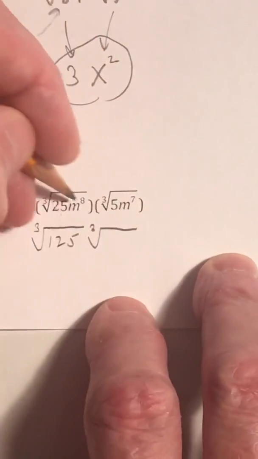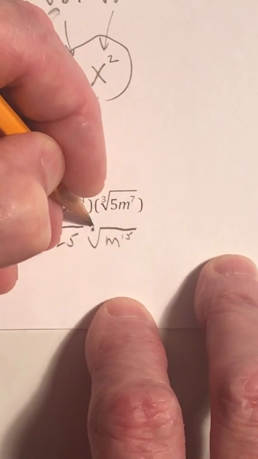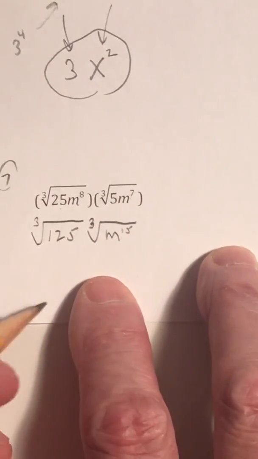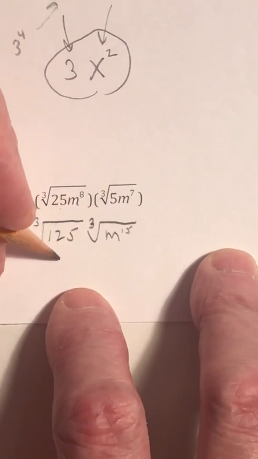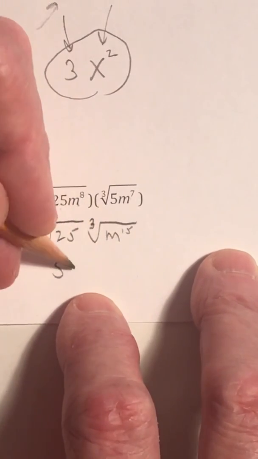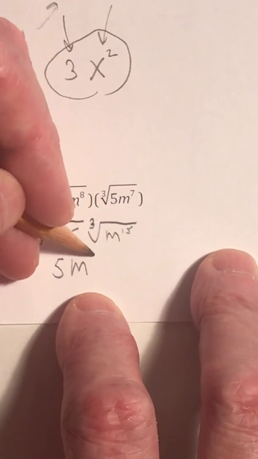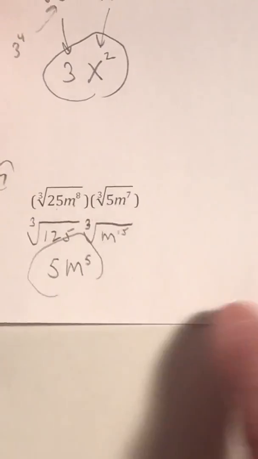Cube root of m to the 8 times m to the 7 is m to the 15. And 15 is divisible by 3. So we're not going to have any radical in our answer. Cube root of 125 is exactly 5. And the cube root of m to the 15th is m to the 15 divided by 3. Makes the exponent of our answer 5.